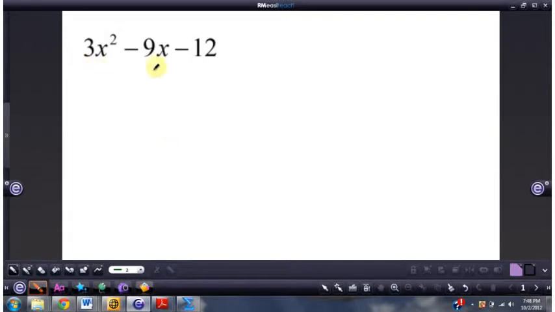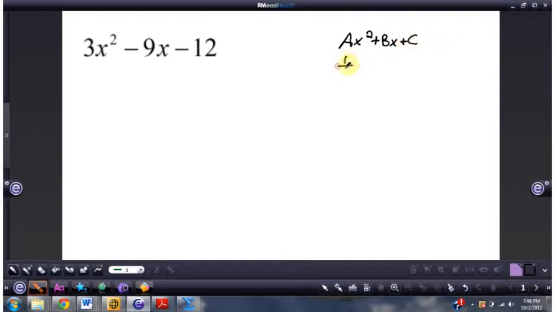Okay, this particular problem actually has a GCF. Now, it's hard to tell that this particular question has a GCF from the beginning. You may not see that 3 goes into 3, 9, and 12. If you don't see that, you can use the AC method like we've been using. Okay, remember with the AC method, it again comes from the formula ax squared plus bx plus c.